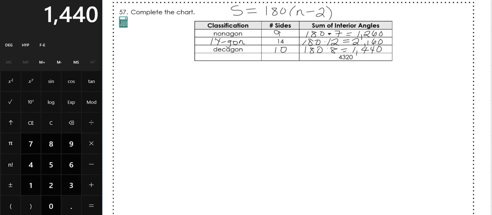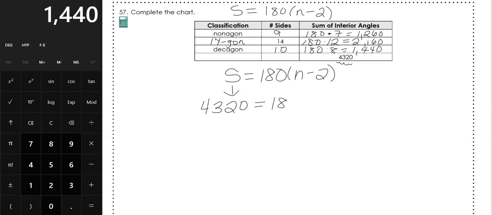All right, now the last one is a little bit different. They didn't tell you what type of polygon or the number of sides that you have. Instead, they gave you the sum of interior angles. So you have to work backwards and figure out the number of sides. Now let's use our formula. Sum equals 180 times n minus 2. And let's go ahead and plug in this 4320 as our sum, our S. And we're going to work backwards to solve for the number of sides.